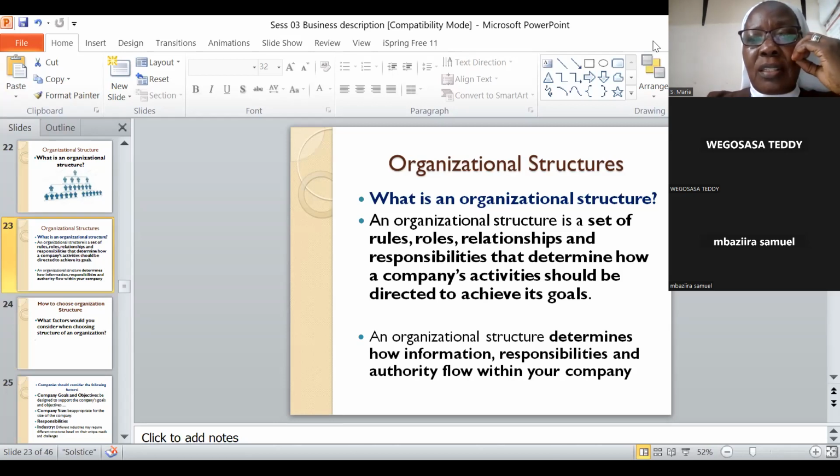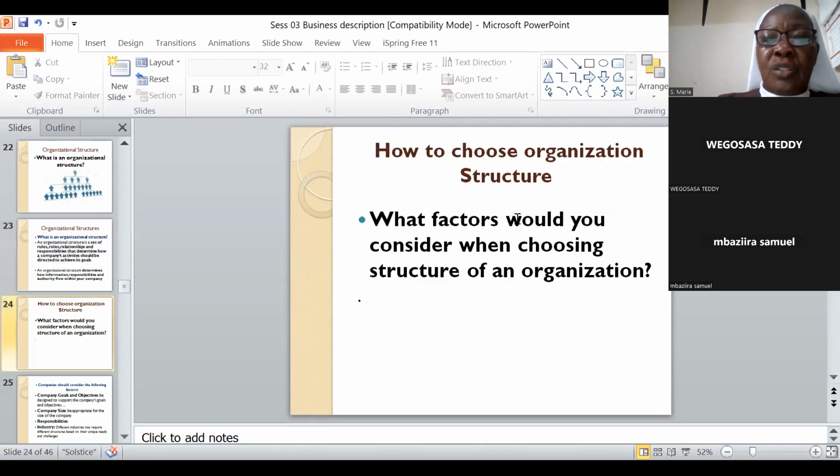So basically, an organizational structure is a set of rules, laws, relationships, and responsibilities that determine how a company's activities should be directed to achieve goals. In other words, it determines how information, which talks about communication, responsibility, which talks about who is in charge or who is the implementer, and authority, who makes the decision, will flow within your company. So by looking at the structure, I want you to be thinking about your business, how you are going to organize the nature of the work and the nature of the management to make sure that you do it in a way that is going to help you achieve your goals.